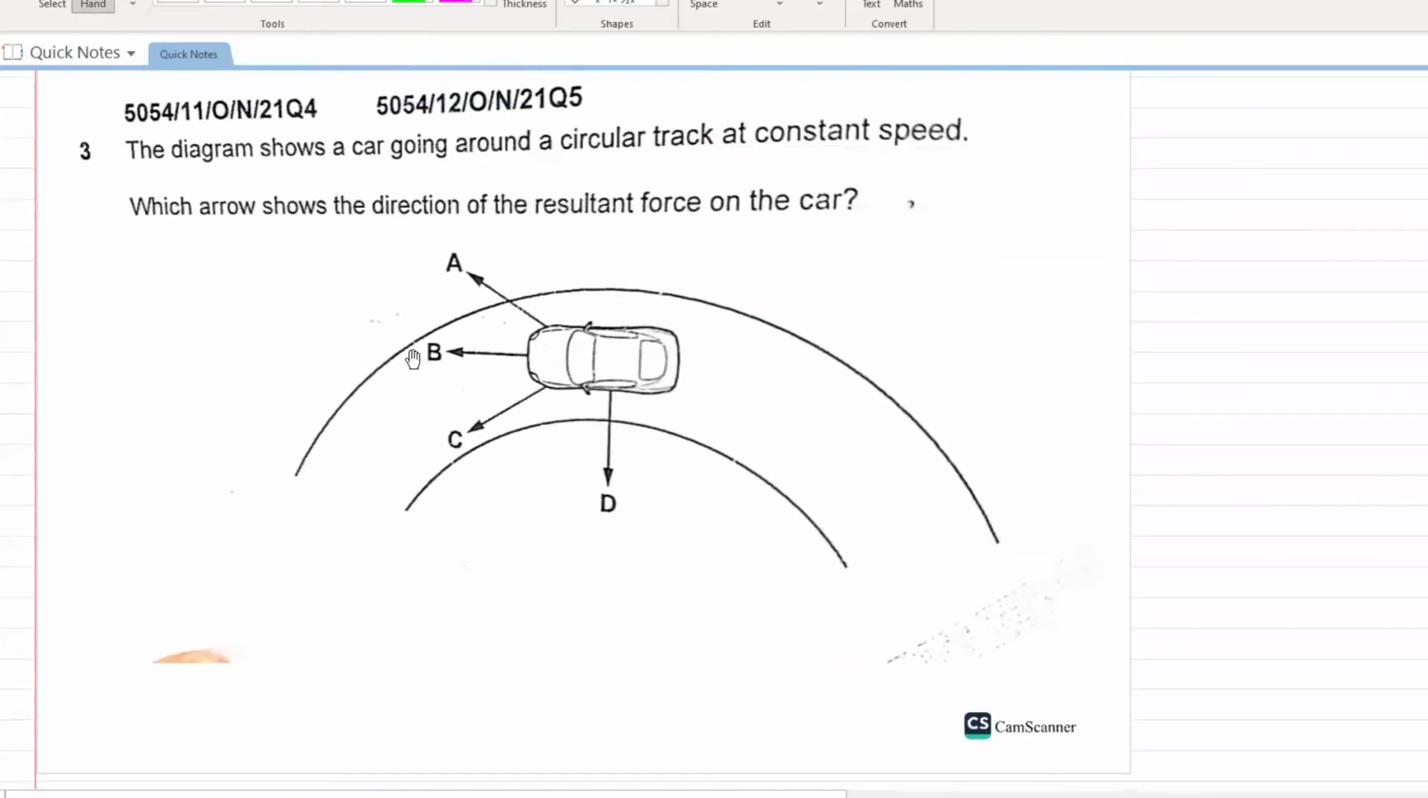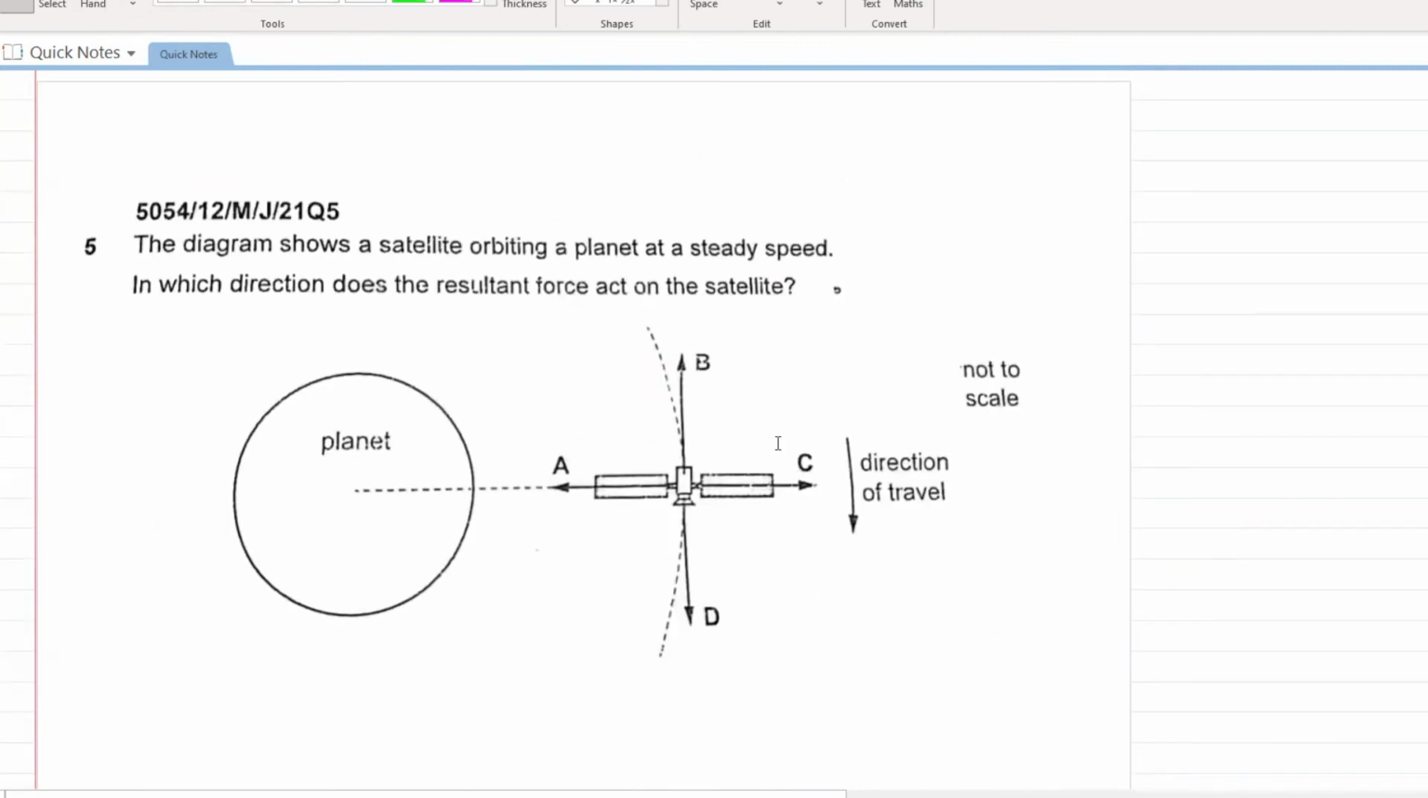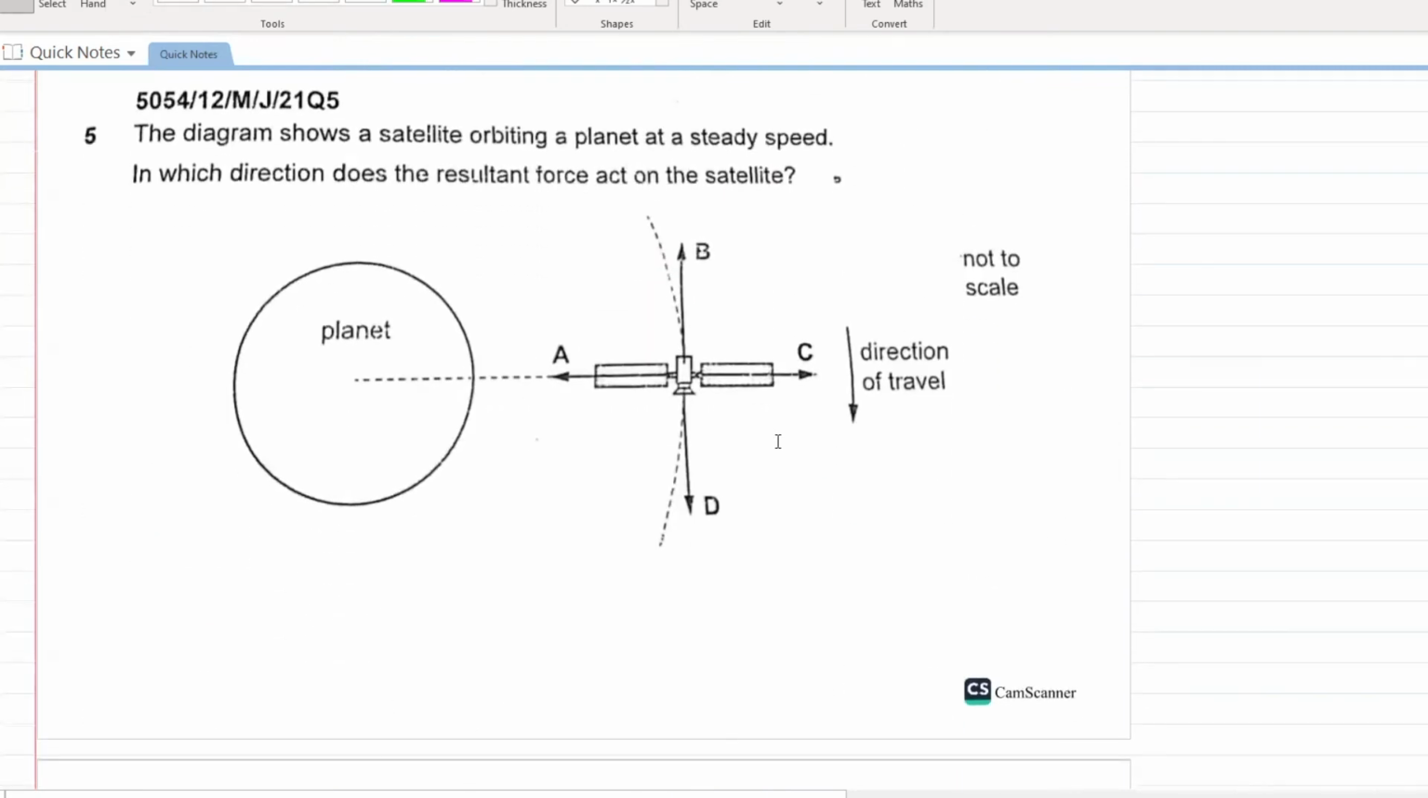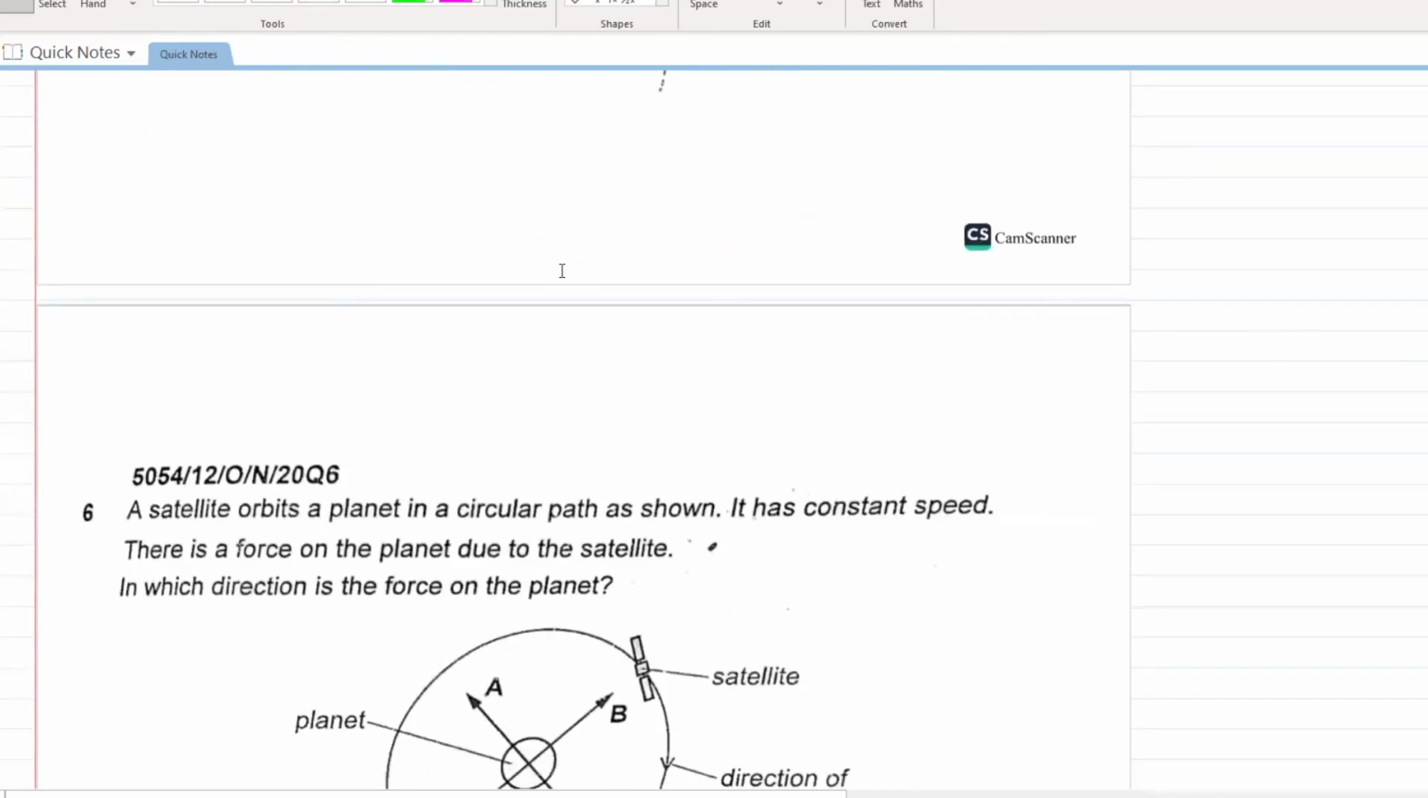Let's further move ahead. The diagram shows a car moving along a circular track at constant speed. Which arrow shows the direction of the resultant force? Again, towards the center. D is your answer. The diagram shows a satellite orbiting a planet at a steady speed. In which direction does the resultant force act on the satellite? Again, towards the center. Always remember, whenever you are moving in a circle, the resultant force will act towards the center.